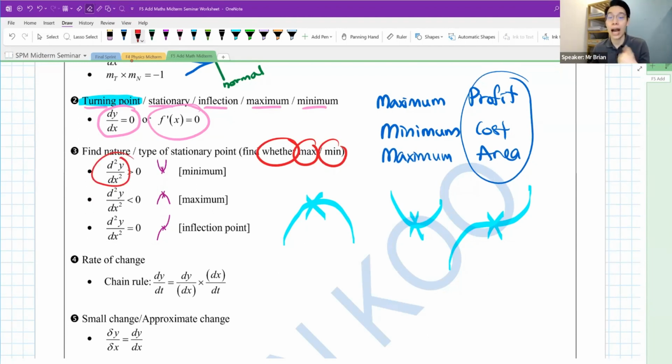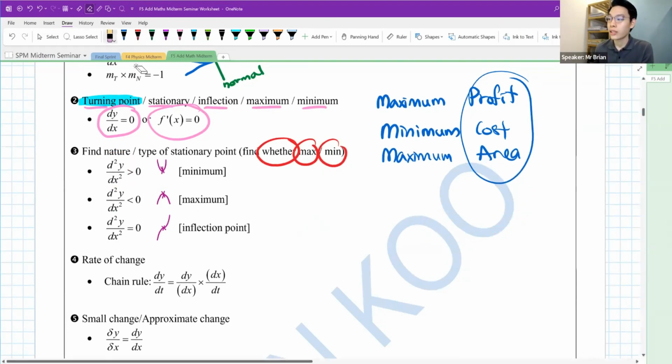Are you maximum? Are you minimum? If you're interested to know that, then you use number 3. Number 4, keyword is rate.